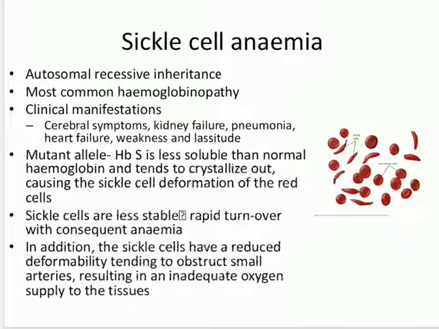So you know that the red cells can travel in small arterioles and capillaries just by the deformability property. So these sickle cells have a reduced deformability property, so that leads to obstruction of small arteries. So the tissue supplied by those arteries will be receiving inadequate oxygen.